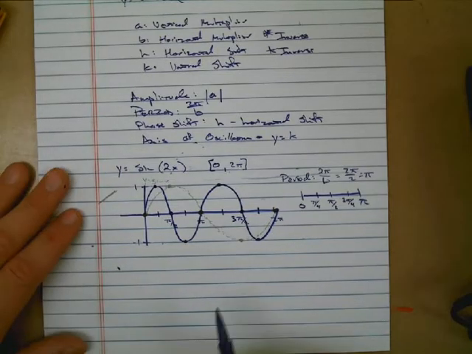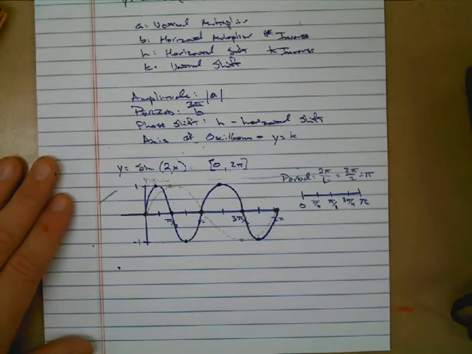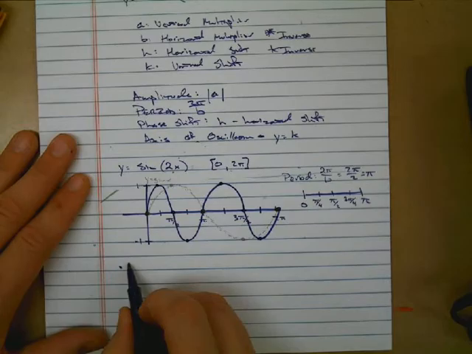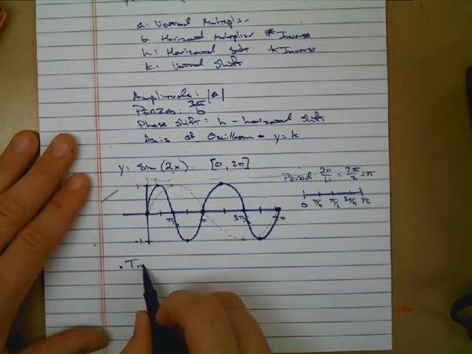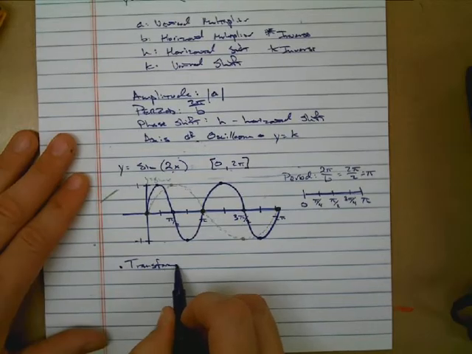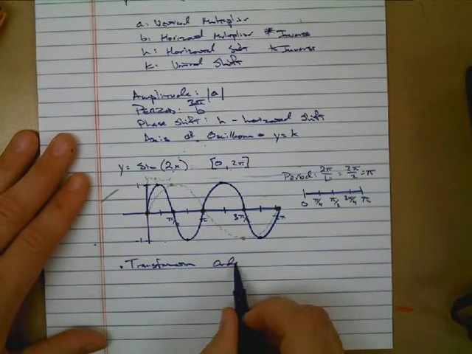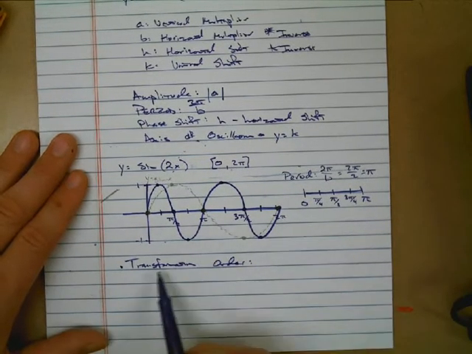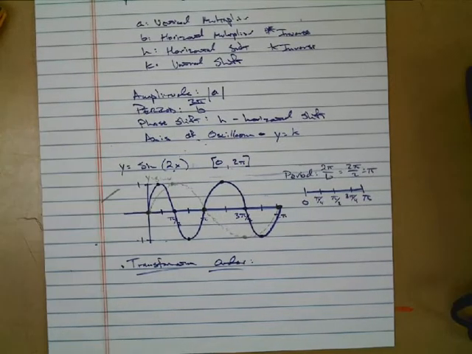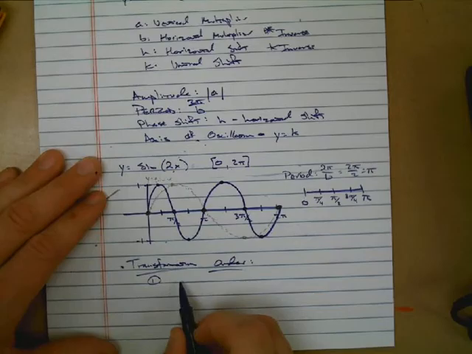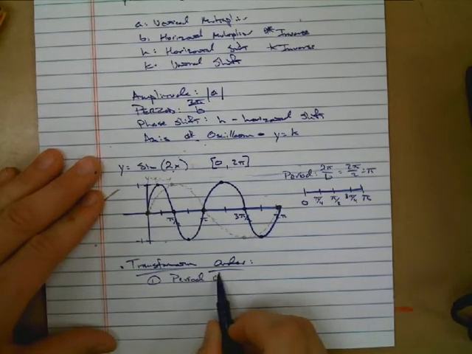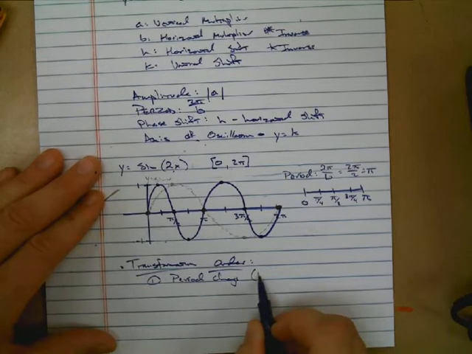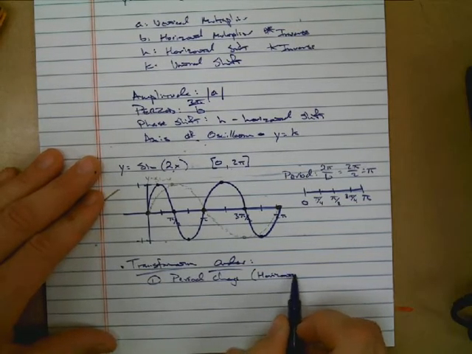When we have a sinusoidal function, we want to apply the following transformations in order. First, period change. This is the horizontal multiplier. Second, phase shift. That is the horizontal shift. That is your h value.